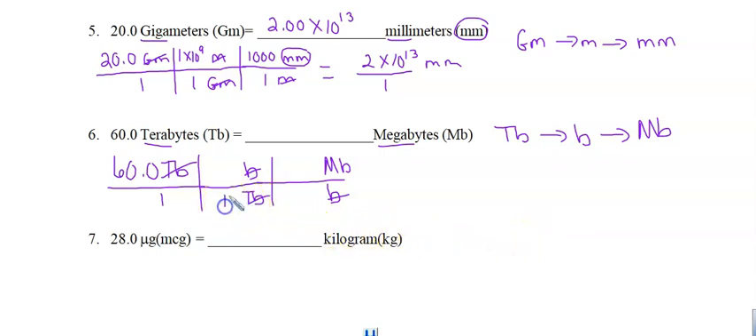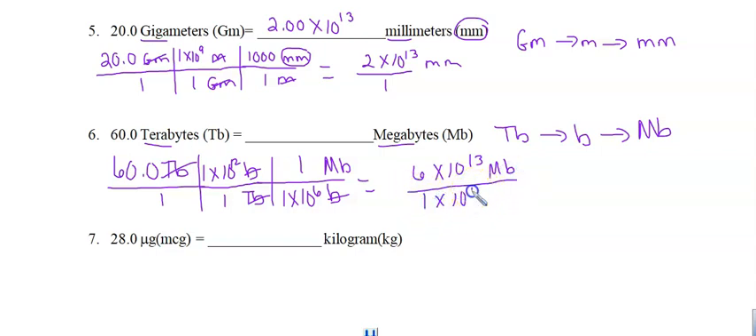Alright, so in one of those there is actually 1 times 10 to the 12 bytes. Terabytes, you can buy terabytes of memory now. Okay, what's bigger between those two? Well, mega is bigger between those two, and so in 1 megabyte there is 1 times 10 to the 6. So I would multiply across the top, and you're going to get 6 times 10 to the 13 megabytes. And then on bottom, you'll get 1 times 10 to the 6. And no unit with that.